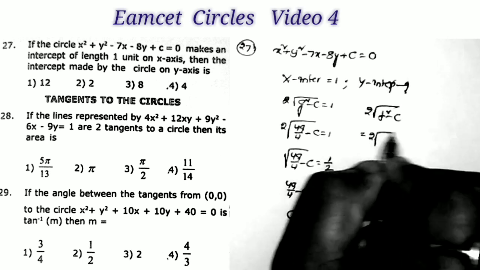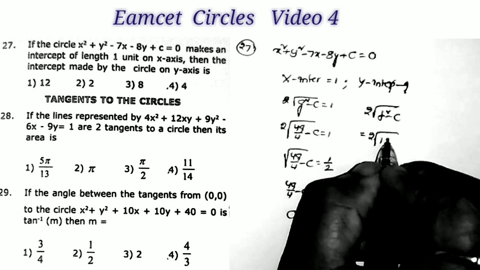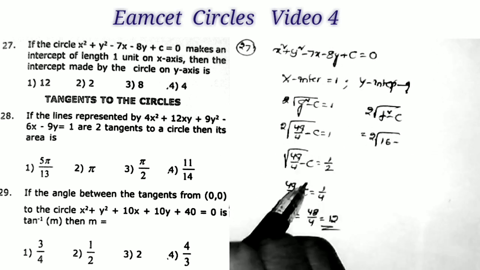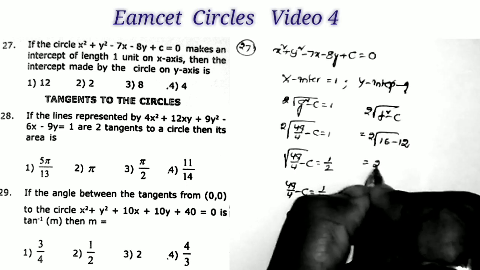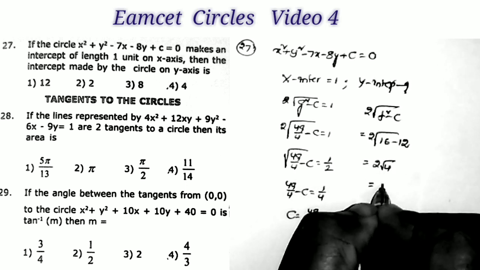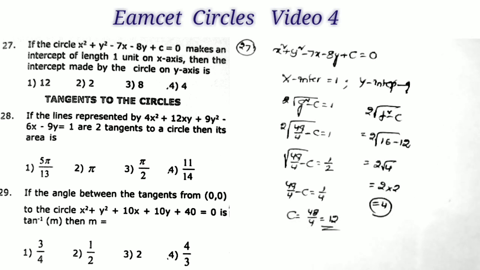2 root f square minus c. What is the f value? Minus 4. F square is equal to 16. 16 minus c value, which is 12. Already here we get that c is equal to 12. That is 2 root 4, that is 2 into 2, which is equal to 4. Therefore y-intercept is equal to 4, and that is the fourth option.